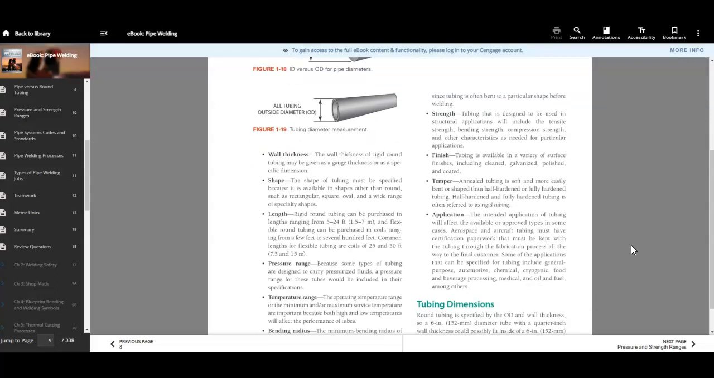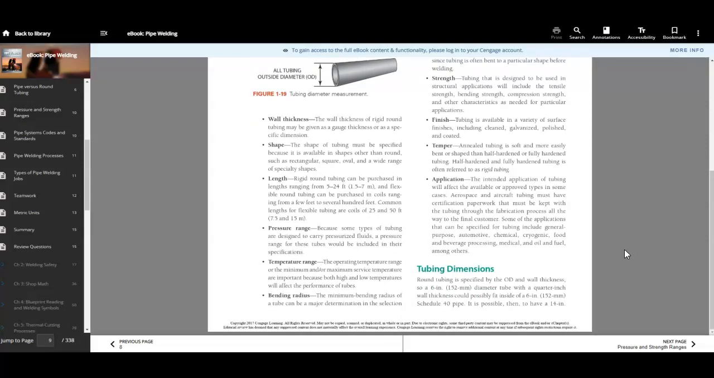Strength. Tubing that is designed to be used in structural applications will include the tensile strength, bending strength, compression strength, and other characteristics as needed for particular applications. Finish. Tubing is available in a variety of surface finishes, including cleaned, galvanized, polished, and coated. Temper. Annealed tubing is soft and more easily bent or shaped than half-hardened or fully hardened tubing. Half-hardened and fully hardened tubing is often referred to as rigid tubing.